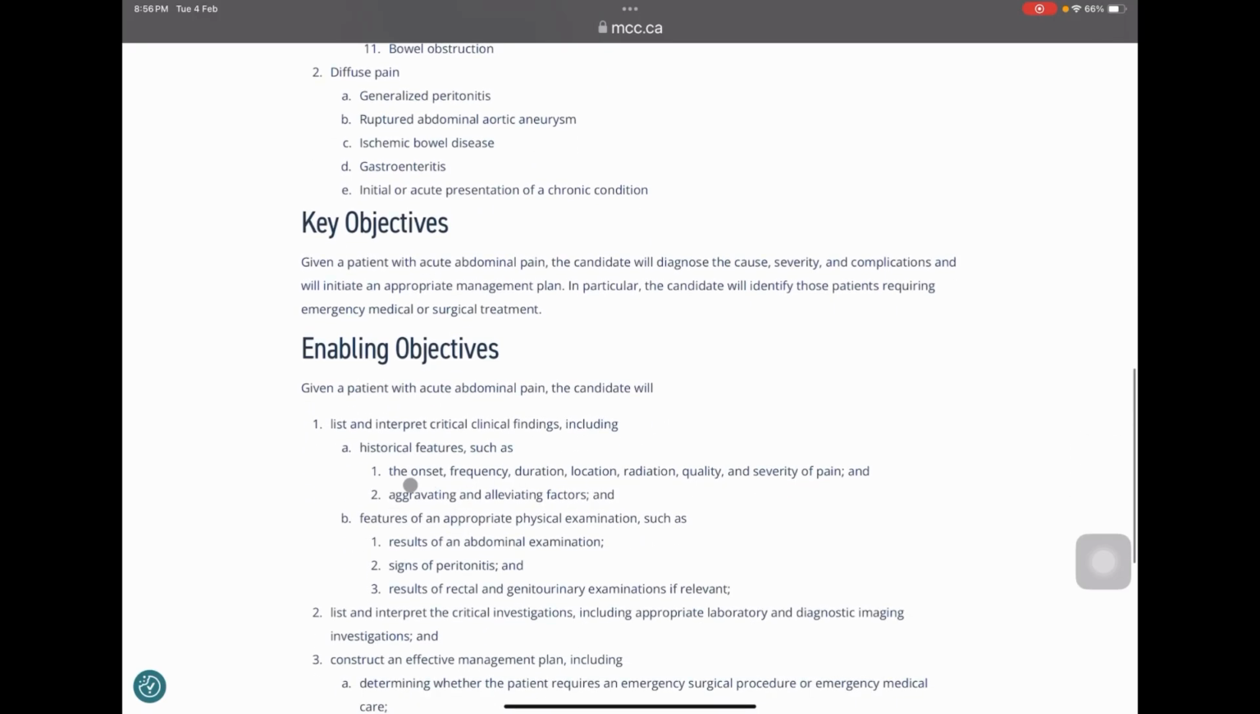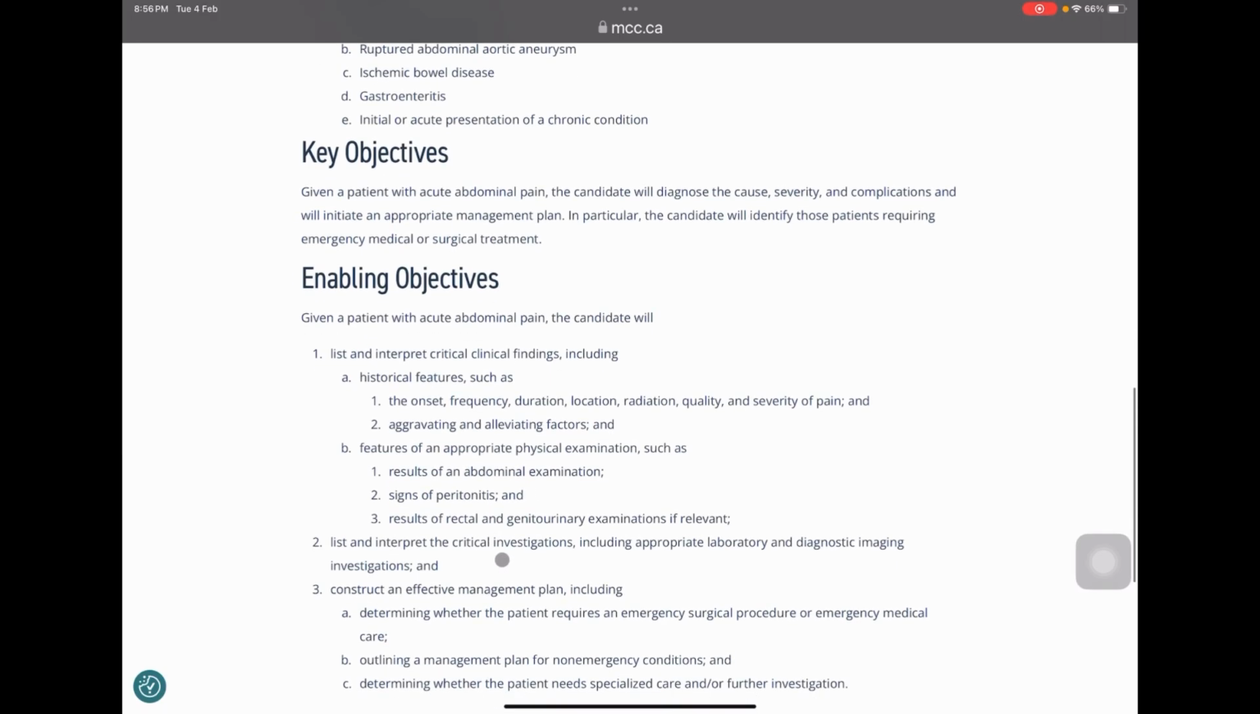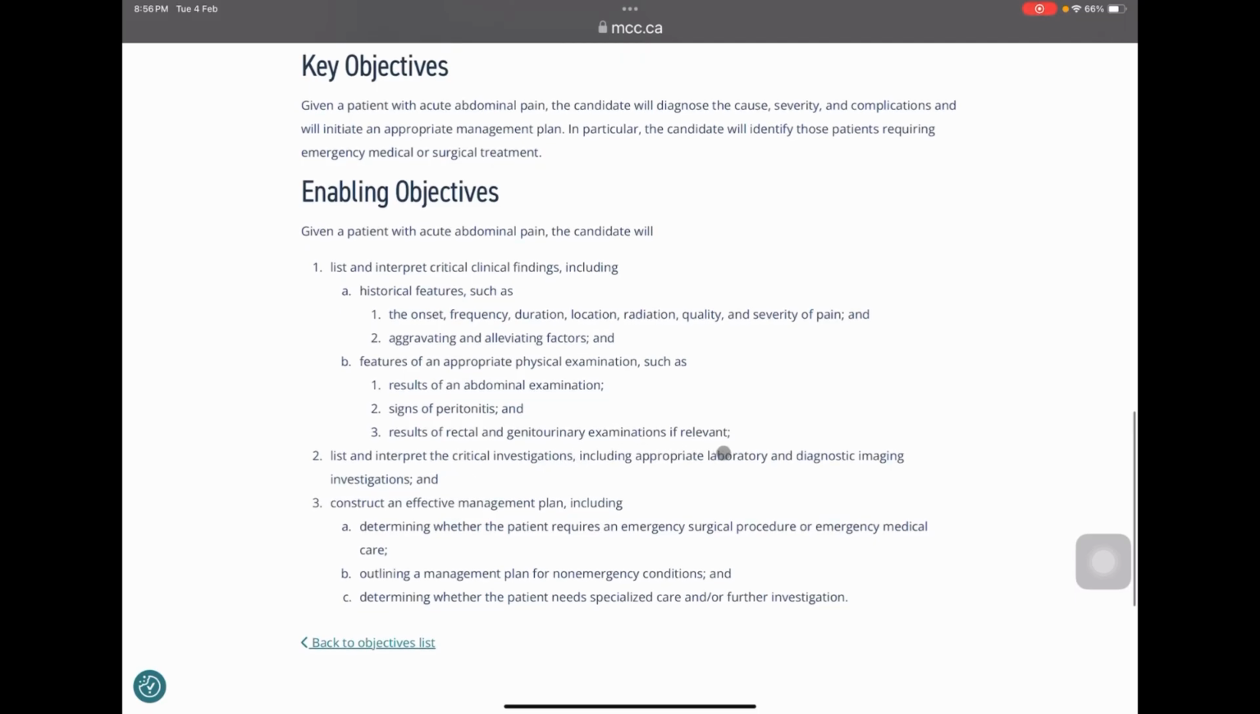For history, you have to check the onset, frequency, duration, location, radiation, quality, and severity of pain, aggravating and alleviating factors, results of the abdominal examination, signs of peritonitis, results of the rectal and genitourinary examination, appropriate investigations, diagnostic imaging, and a management plan like emergency surgical procedures, medical care, a management plan for non-emergency conditions, and specialized care and further investigation.